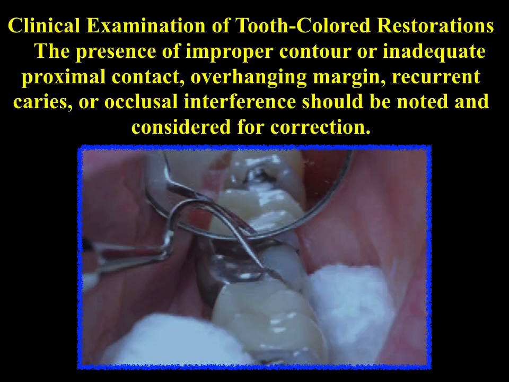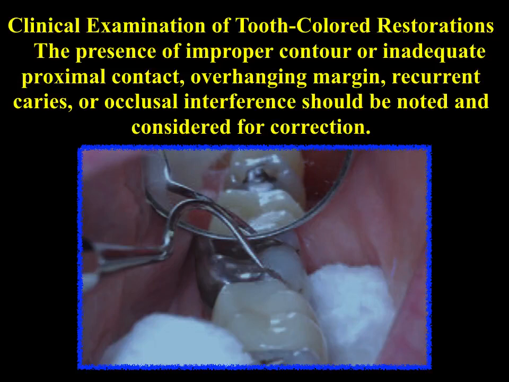improper contour buccally, lingually, or proximally. Over contour leads to gingivitis, and under contour may lead to trauma to the gum. Inadequate proximal contact is very important, as we saw previously; we need to correct the restoration by refilling to have a good contact area. And overhang may lead to gingivitis, periodontitis, and maybe more periodontitis reaching the apical area.